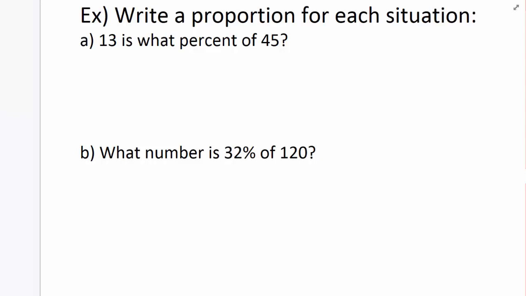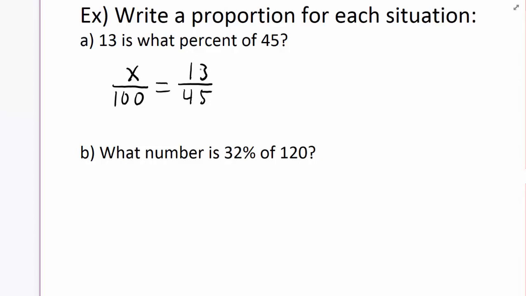First, we'll set up the proportion. We see that this is a percent problem. Percent means per 100. So we know the 100 will go in the denominator. Now what we don't know is the percent. So in this case, our variable will go above the 100 because we don't know the percent. With proportions, we put the total in the bottom, and 45 is our total. And so we fill in 13 above the 45.